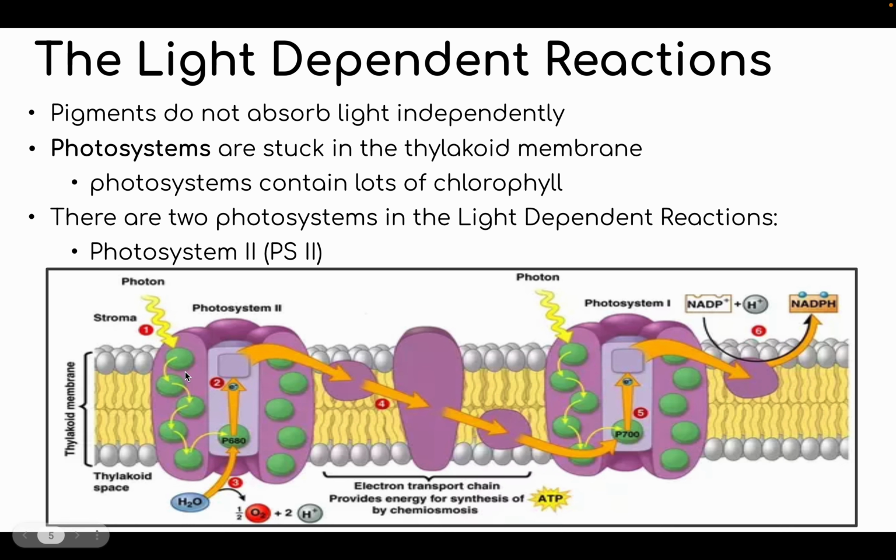And so you can see here the photosystems contain the chlorophyll pigments. And so here are the chlorophyll pigments, and they're on the stroma side of the thylakoid membrane. As a photon hits these pigments, the yellow arrows are showing electrons bouncing from one to the next to the next to the next.